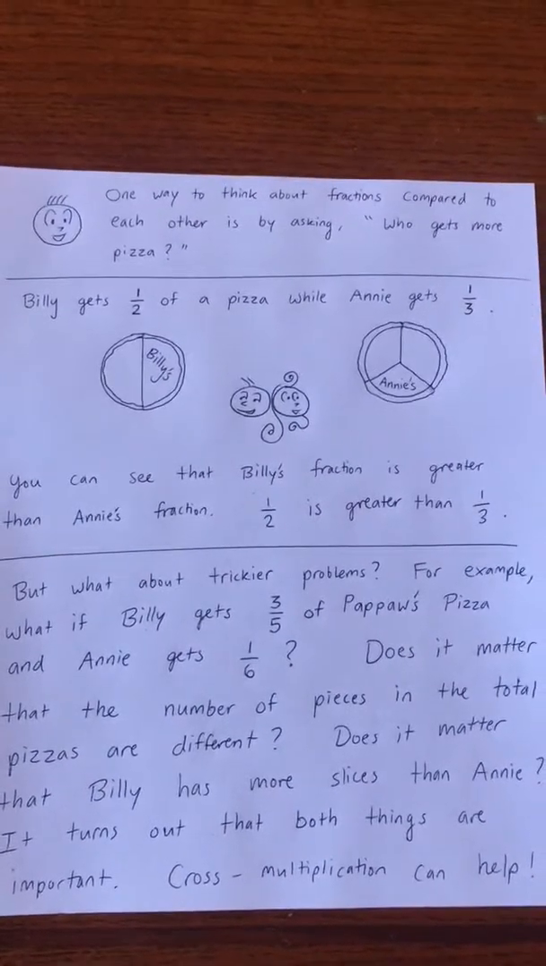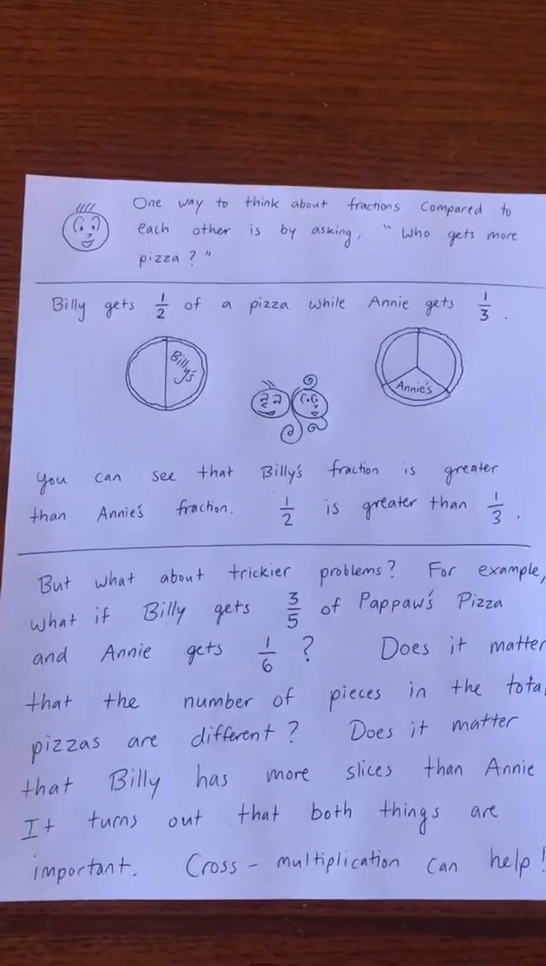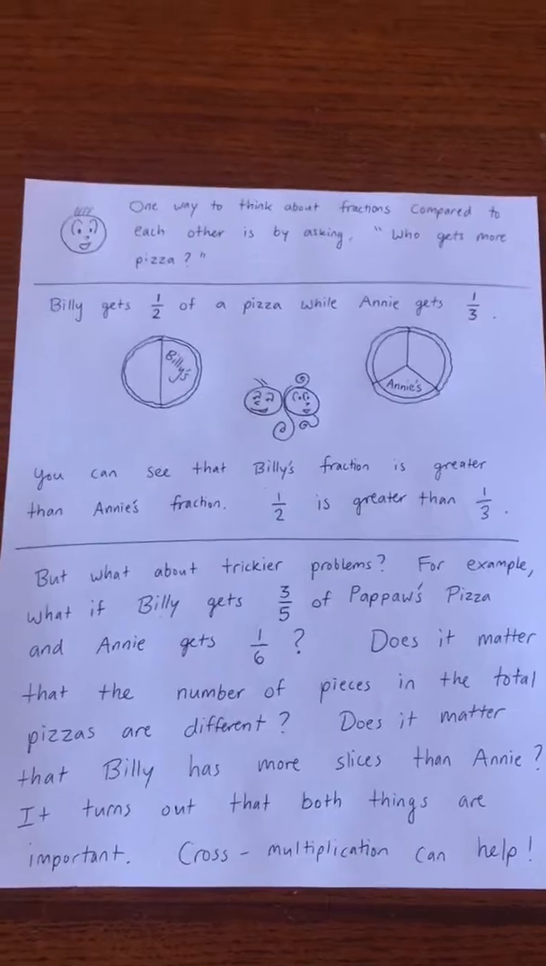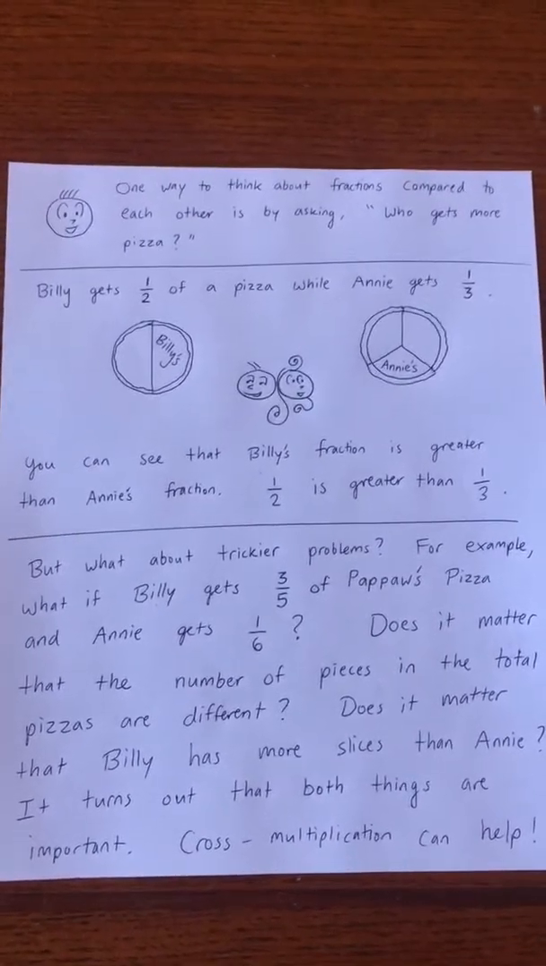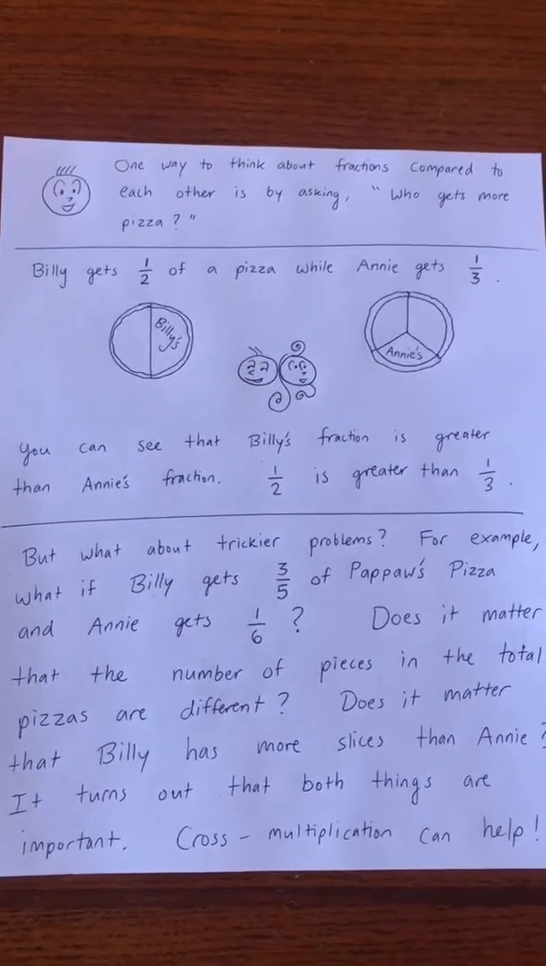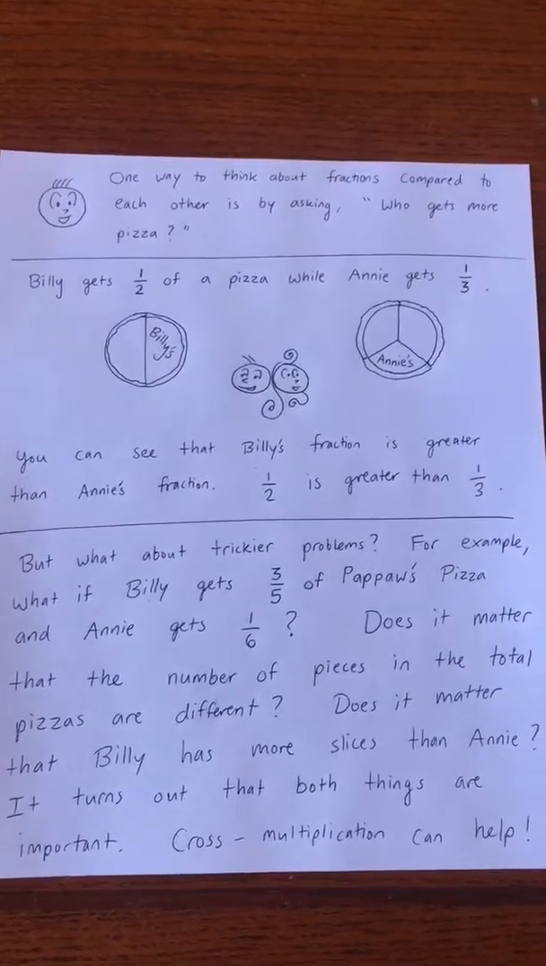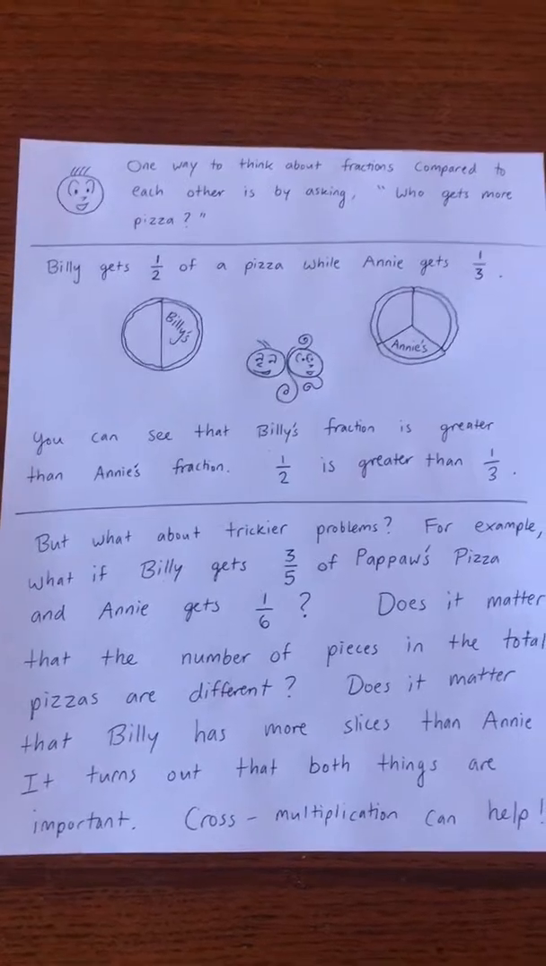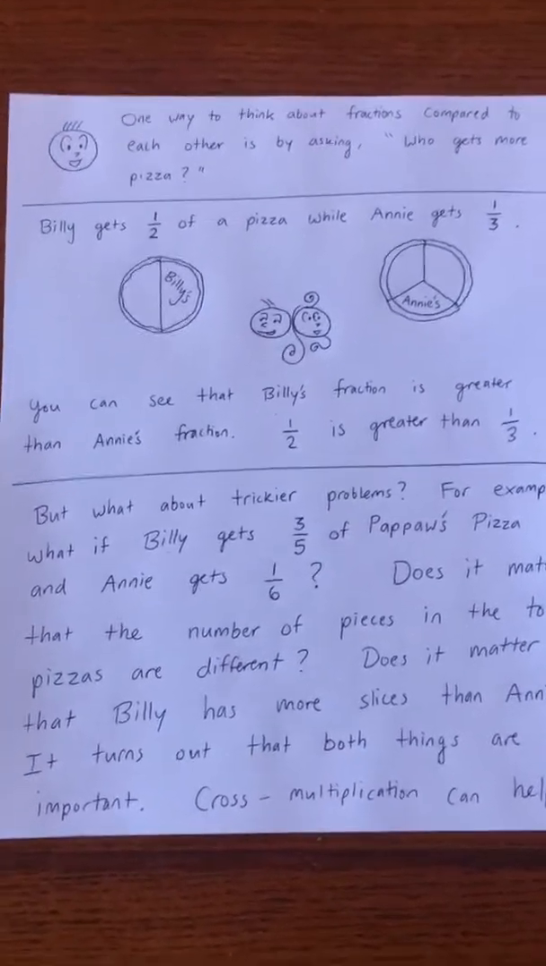But what about trickier problems? For example, what if Billy gets 3/5 of Papa's pizza and Annie gets 1/6? Does it matter that the number of pieces in the total pizzas are different? Does it matter that Billy has more slices than Annie? It turns out that both things are important. Cross multiplication can help.